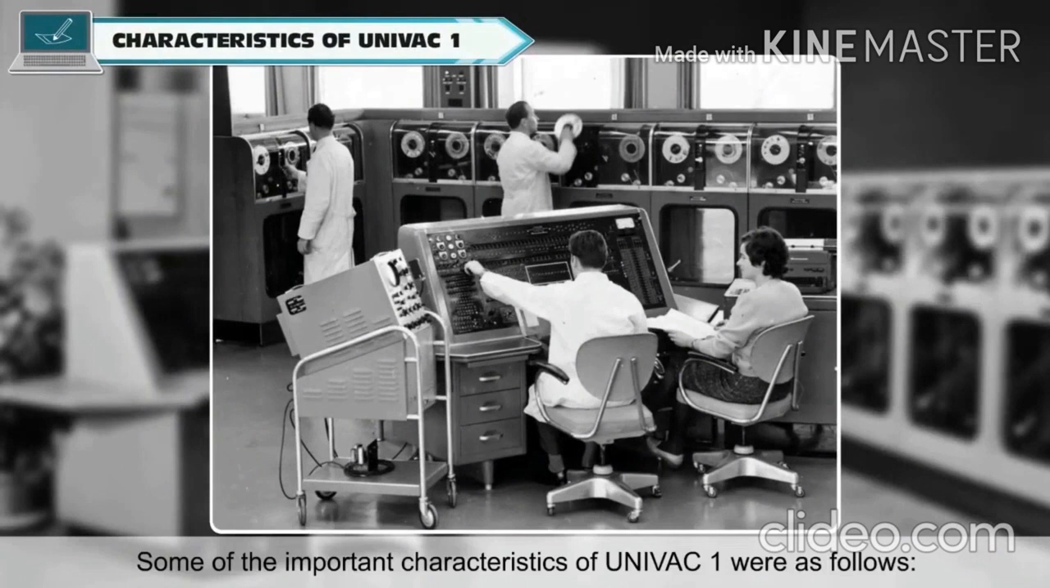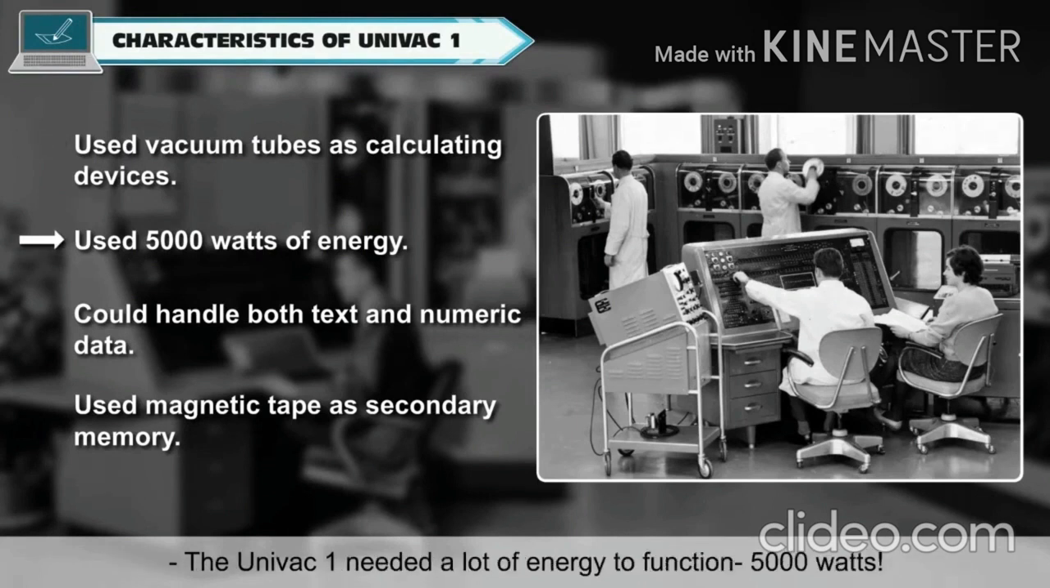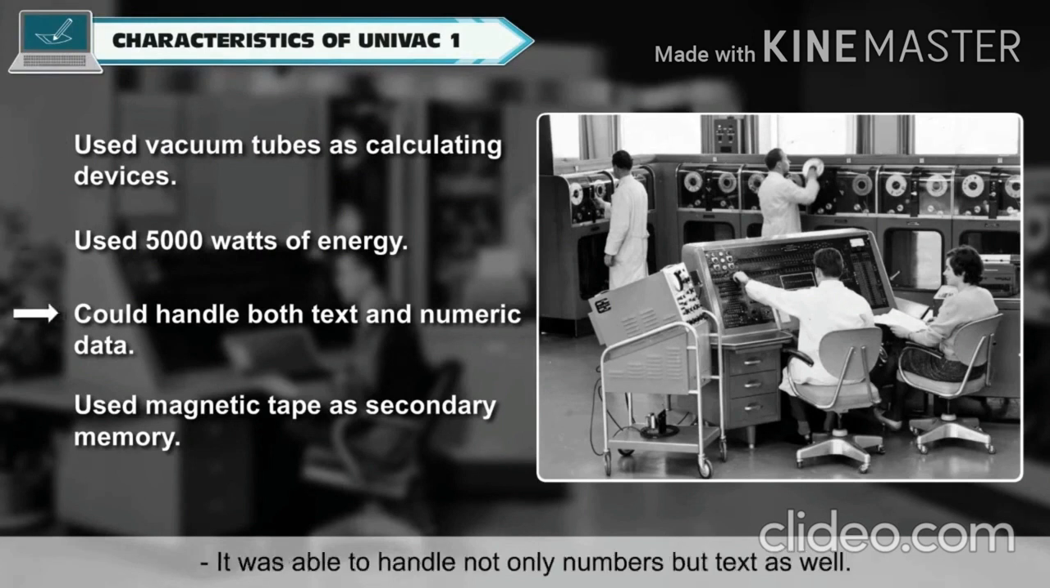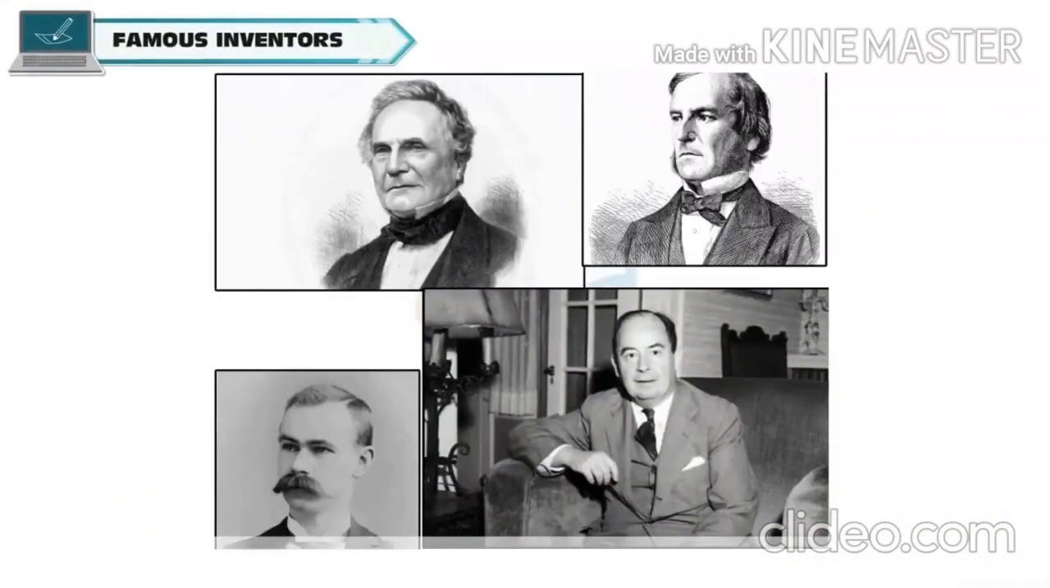Some of the important characteristics of UNIVAC 1 were as follows. The UNIVAC 1 used vacuum tubes as calculating devices. The UNIVAC 1 needed a lot of energy to function, 5000 watts. It was able to handle not only numbers but text as well. It had a backup memory for which magnetic tape was used.